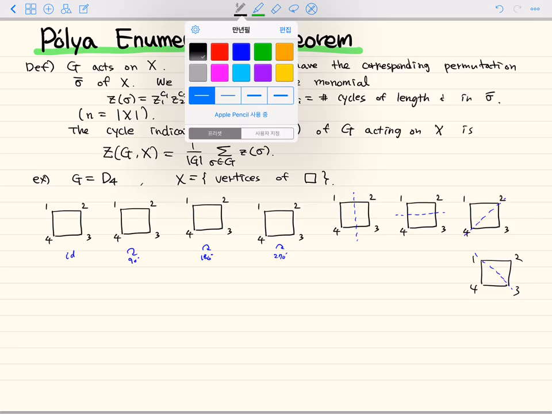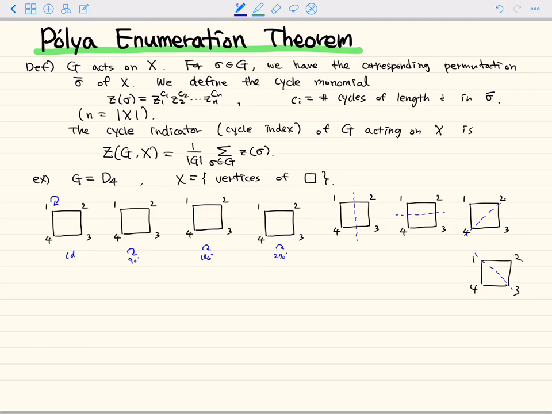And let's see what it does to the vertices. So identity does nothing. It sends 1 to 1, 2 to itself, 3 to itself, 4 to itself. And if you do this 90 degree, 1 goes to 2, 2 goes to 3, 3 goes to 4, 4 goes to 1. And 180 degree, 1 goes to 3, 3 goes to 1, 2 goes to 4, 4 goes to 2. 270, 1 goes to 4, 4 goes to 3, 3 to 2, and then 1. And for this flip, 1 and 2 are exchanged, 3 and 4 are exchanged. And here, 1 and 4 are exchanged, 2 and 3 are exchanged. And for this flip, 2 and 4 stay in the same position, and 1 and 3 change their positions. And finally, 1 stays the same, 3 stays where it is, and 2 and 4 are exchanged.